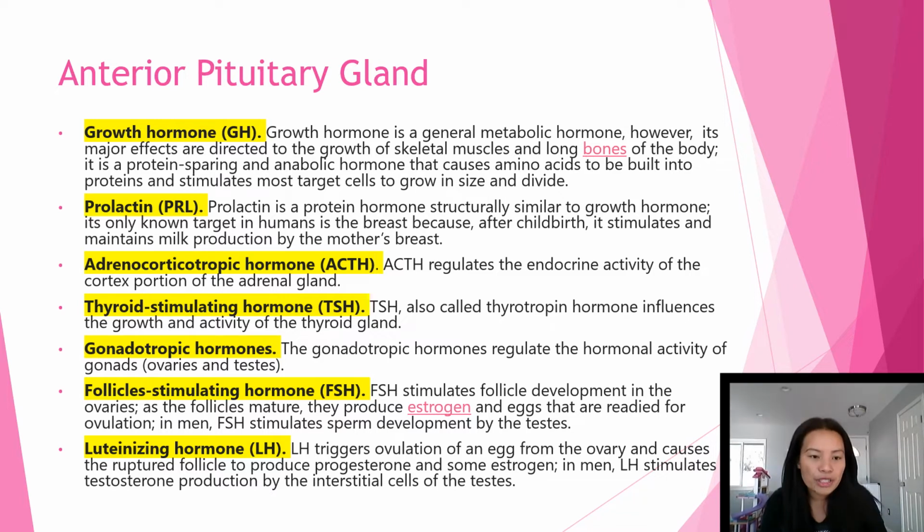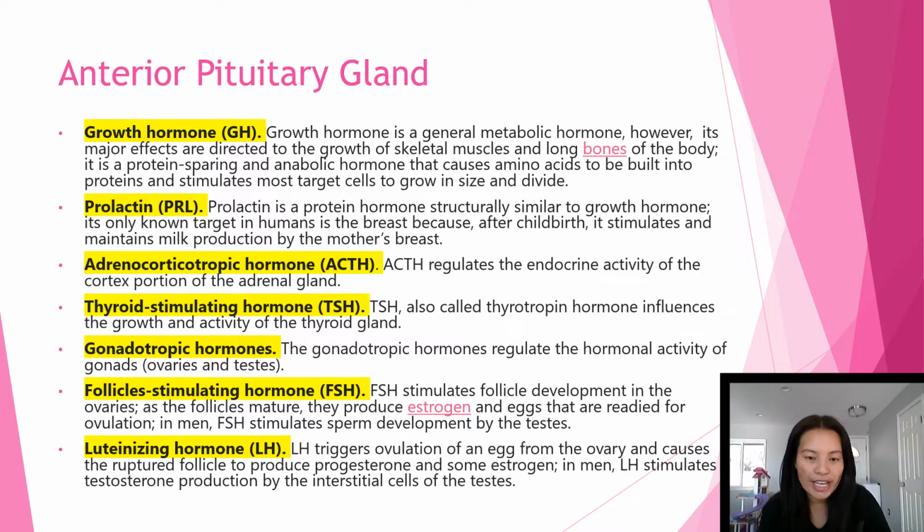So the next hormone is prolactin or PRL. Prolactin is a protein hormone structurally similar to growth hormone. Its only known target in humans is the breast because after childbirth, it stimulates and maintains milk production by the mother's breast. So remember that prolactin is only associated with females and it's only activated after the child is born.